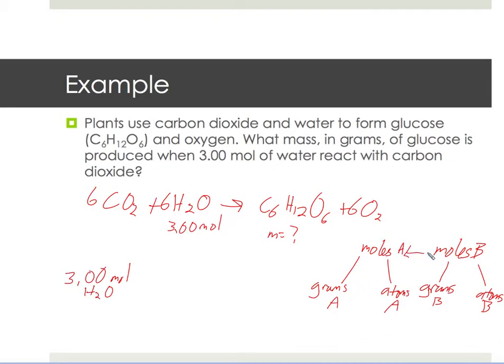Okay? So now, we're starting in moles, so we're starting here. We're trying to get to grams of a different substance. So we have to go all the way down, we have to get to grams of B. So to do that, we're going to go from moles of A to moles of B. We do that with our molar ratio.